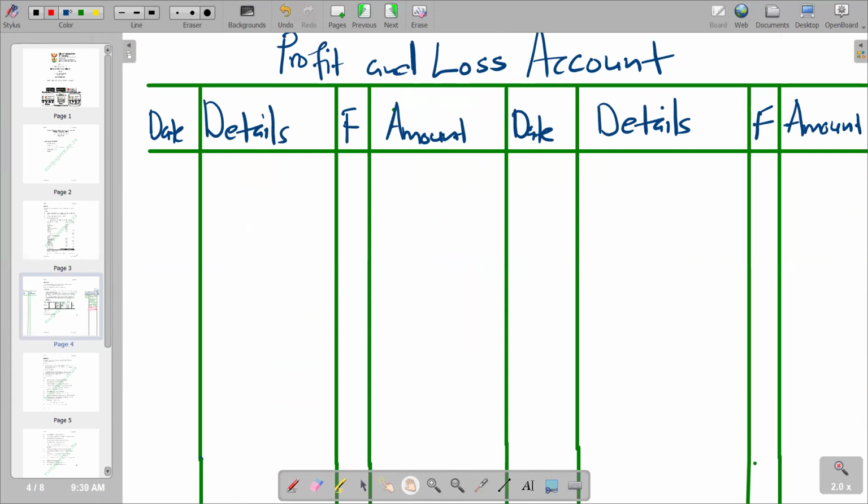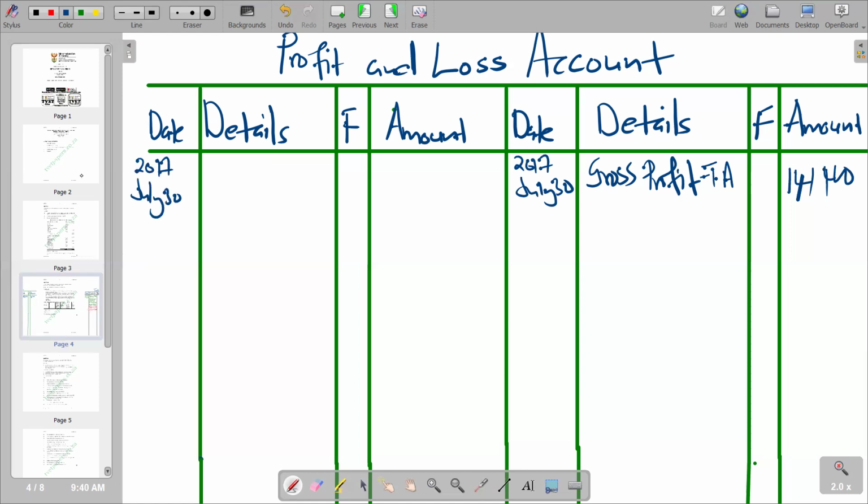So we are saying gross profit, and then our gross profit figure, according to the previous trading account that was prepared, coming from the trading account. And all the dates we are going to put at the last date of the period, which is 30 July 2017. Remember, this is part of our financial statements, and they are prepared at the end of the year. So given the date, we're going to apply it to every entry that we're going to make.